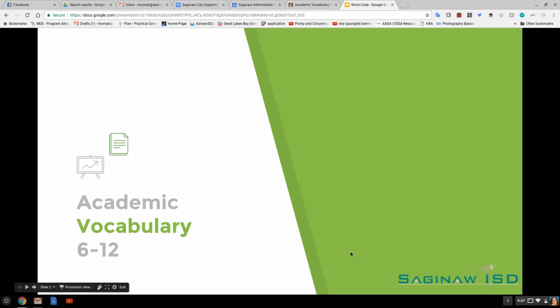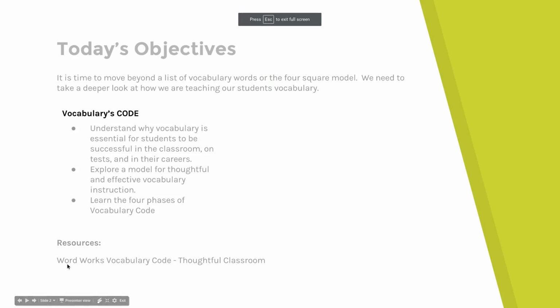So today we're going to talk about vocabulary CODE. Last week I had you take a look at Marzano 6, which is a very popular vocabulary strategy that people use. But I wanted to share another one with you, and it's called CODE, by Dr. Harvey Silver. So we're going to understand why vocabulary is essential for students to be successful, explore a model of thoughtful and effective vocabulary instruction, and talk about the four phases of vocabulary CODE.